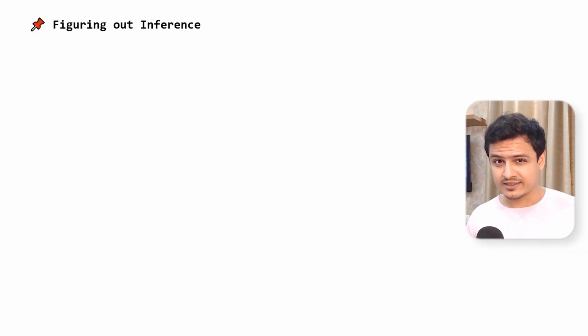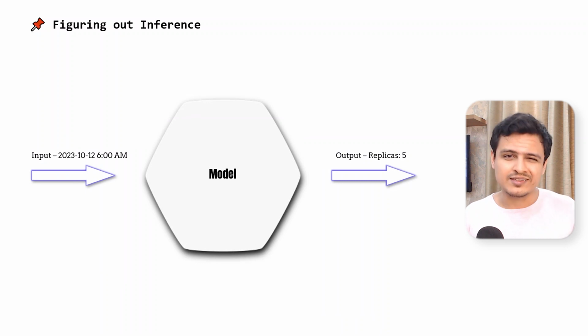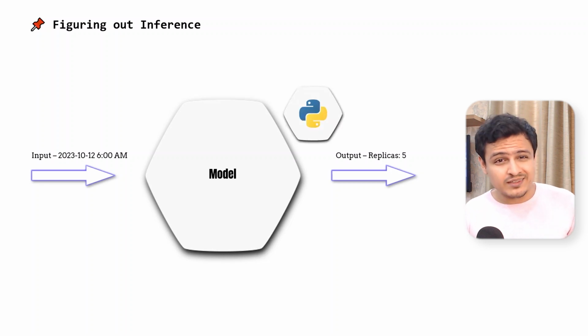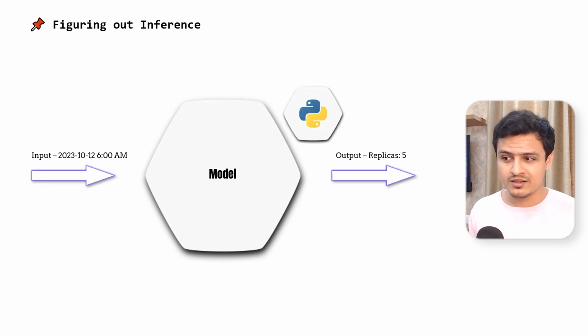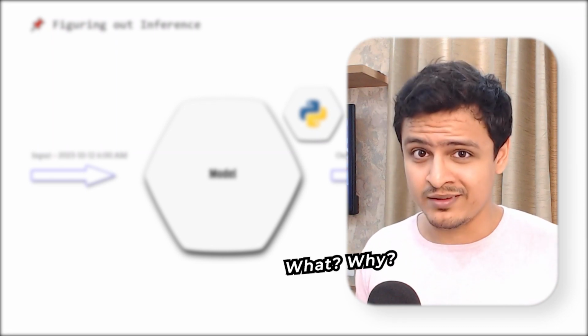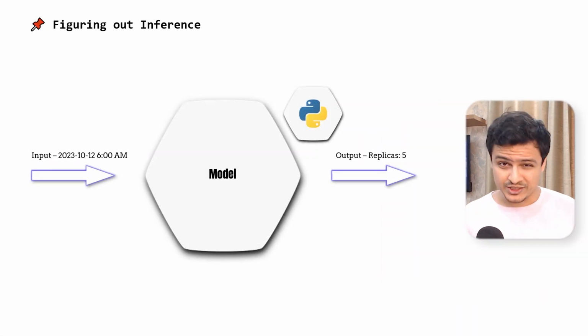Now let's talk about inference or how we can use this freshly trained model. As we've already discussed, we want to provide the model with a timestamp and expect a replica count corresponding to that timestamp in return. Normally, I would write some Python code to power this use case. But hey, I don't like Python. So let's investigate a better way, shall we?